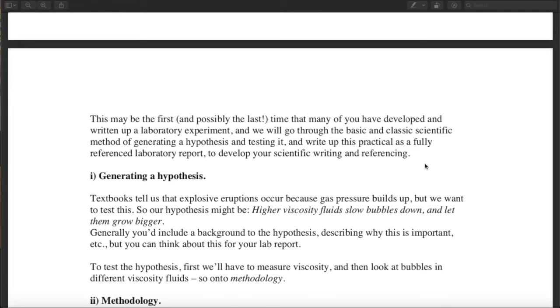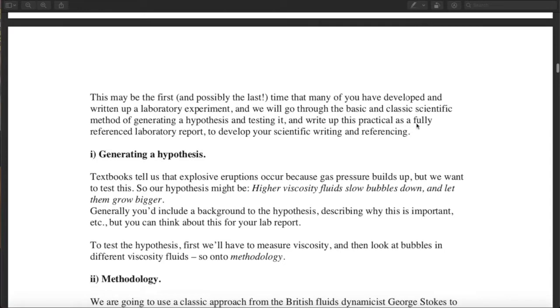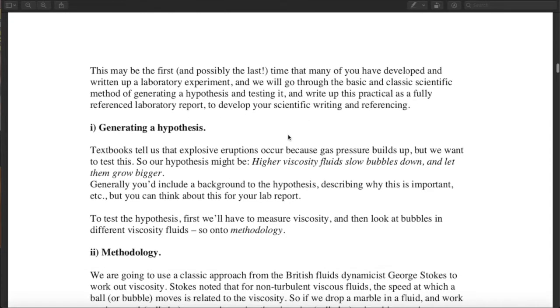And of course, the discussion section of this practical is actually going to be your assignment one, so make sure you have a crack at it. So we're going to do a fully referenced lab report at the end to also develop your science writing and referencing skills. So step one in all of this is generate a hypothesis.